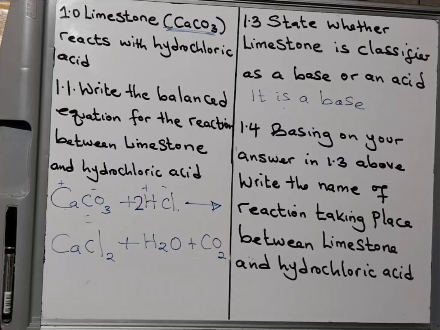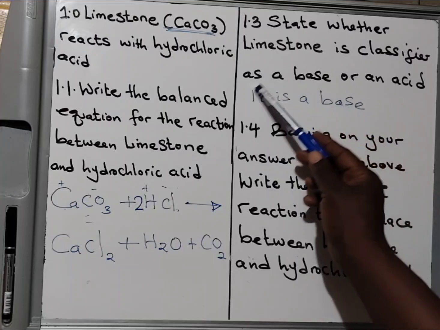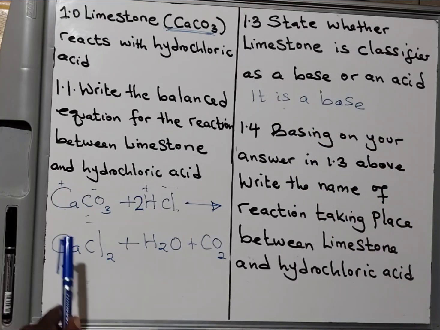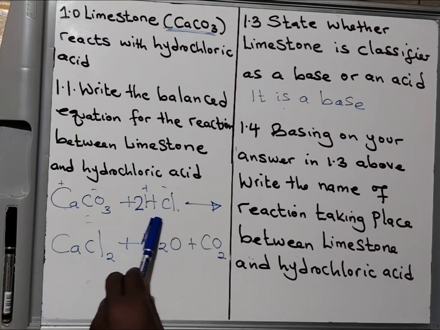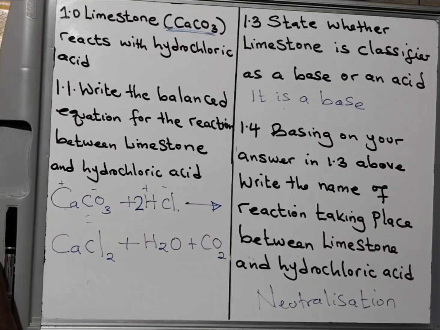Then comes another question here. It says, basing on your answer in 1.3 above, write the name of the reaction taking place between limestone and hydrochloric acid. Remember, we said that limestone or calcium carbonate is a base. And what are we seeing? We are seeing this base reacting with an acid. So what do you call the reaction between a base and an acid? The reaction is neutralization, which is the reaction between an acid and a base.